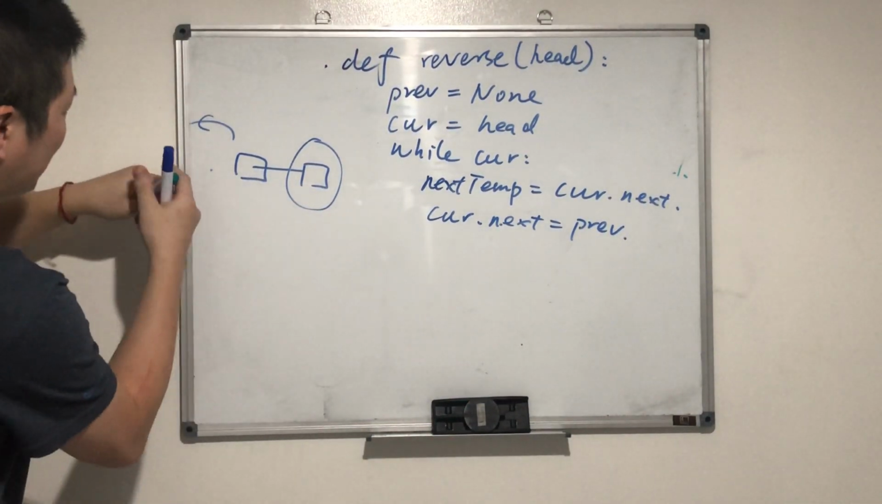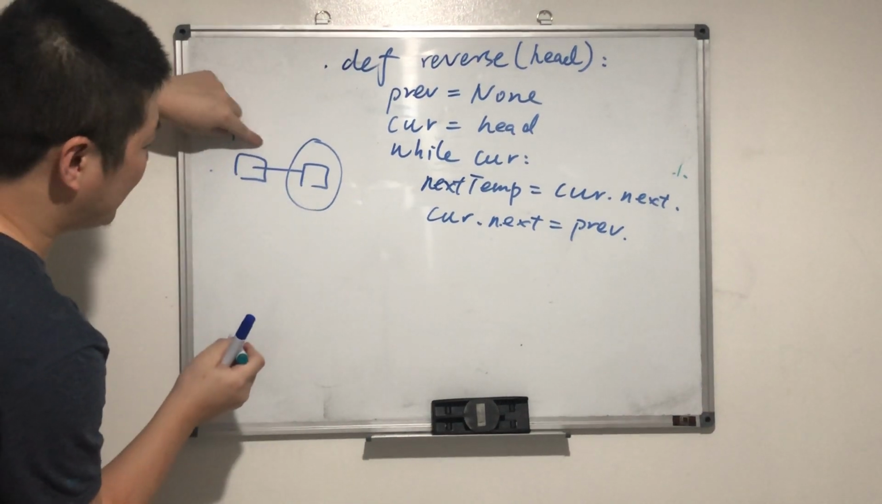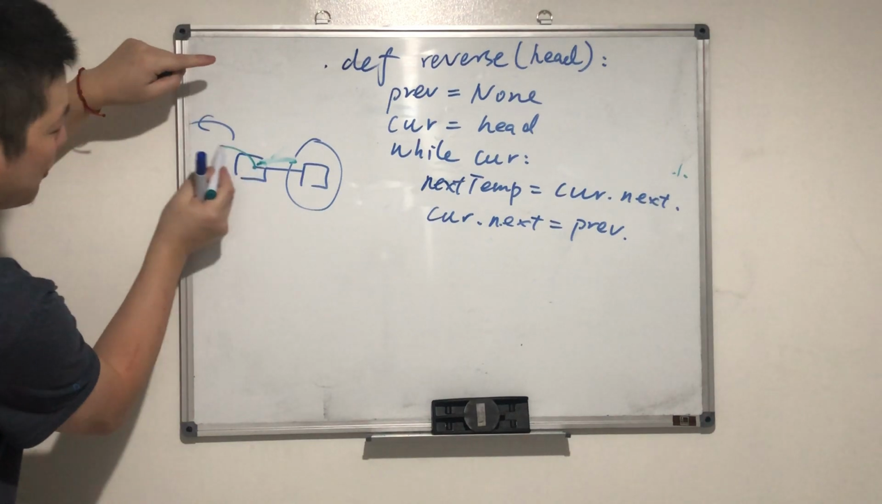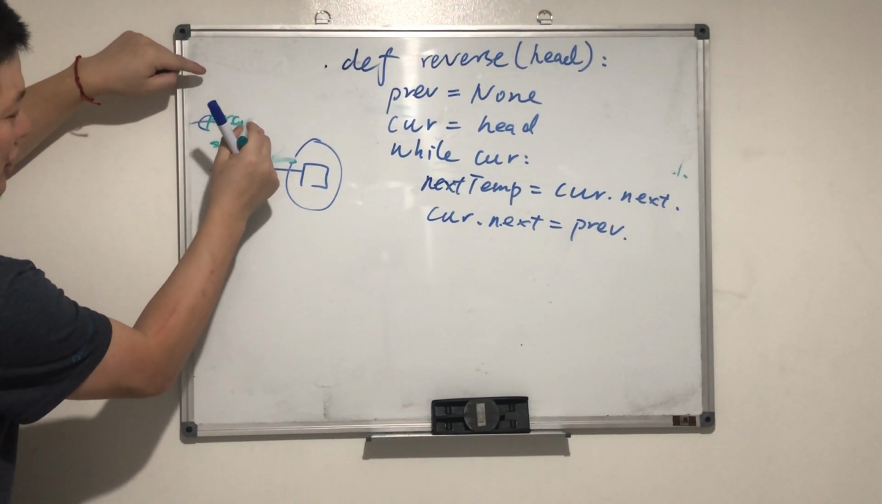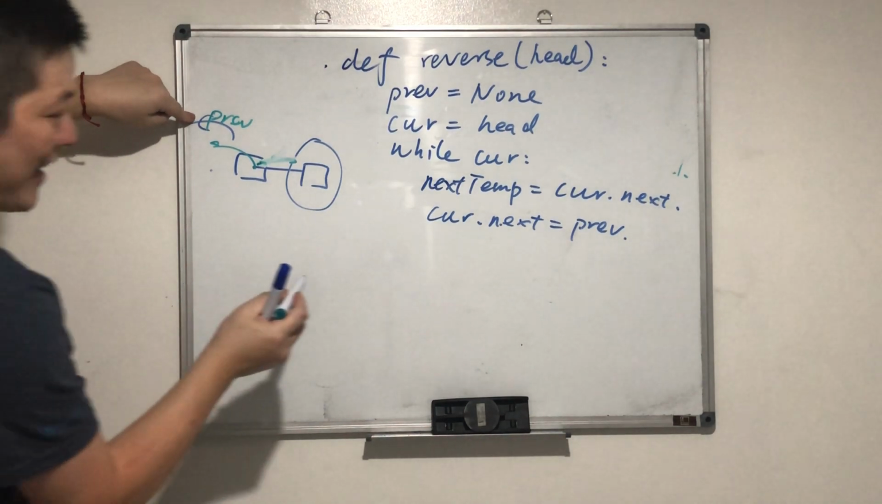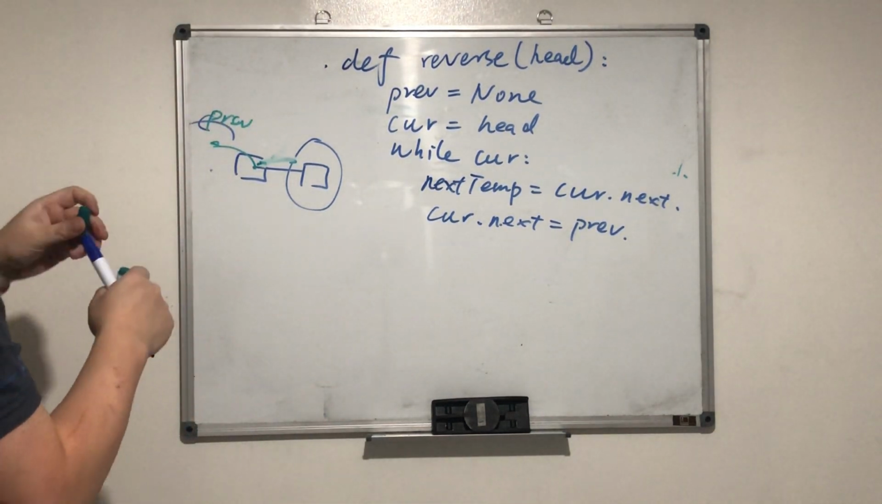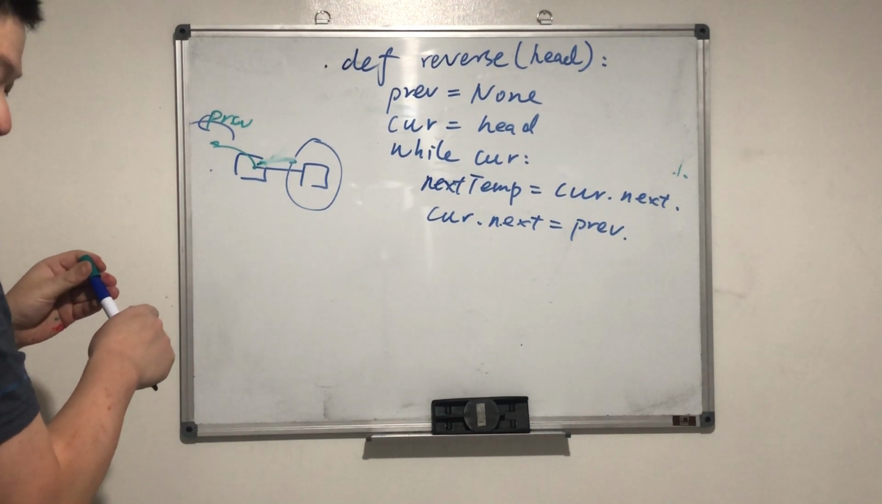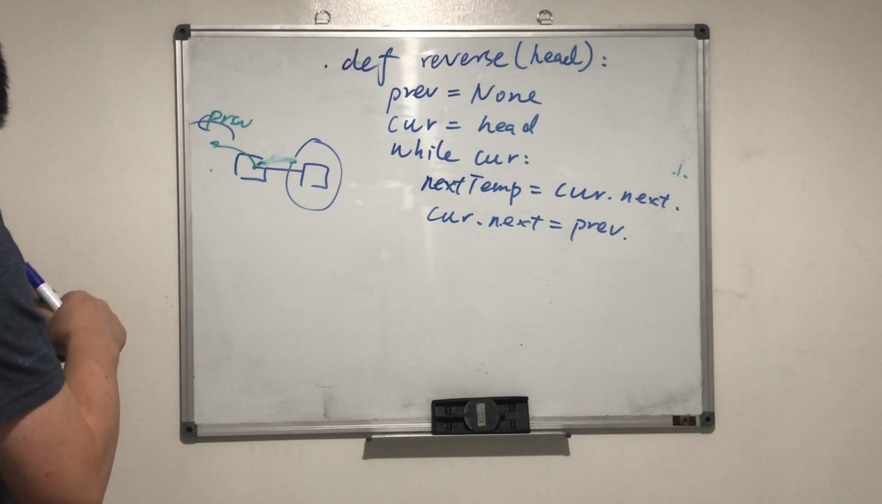So this is just to change this. The current is here, its link is here, but I need to rechange it to the previous node. This is to change this direction. And then what's next?